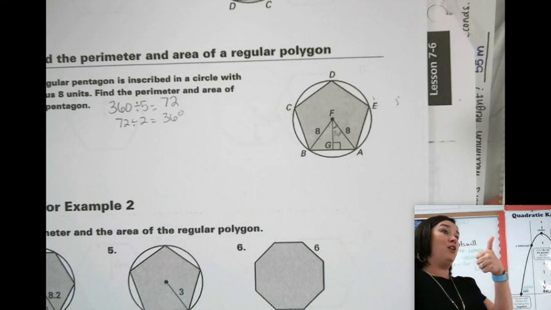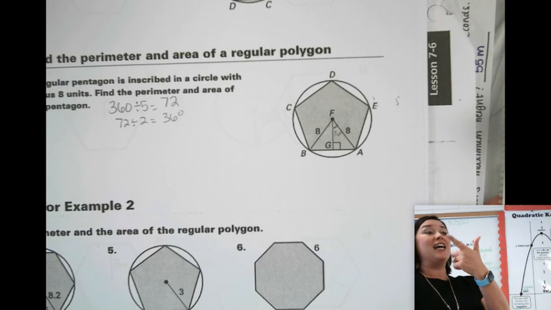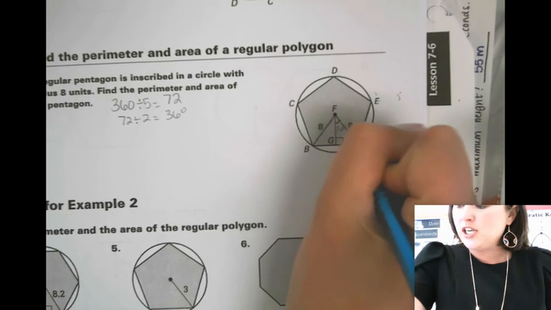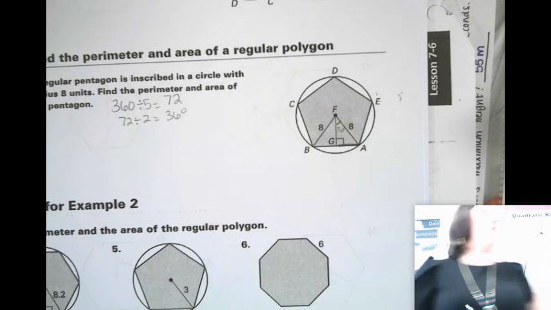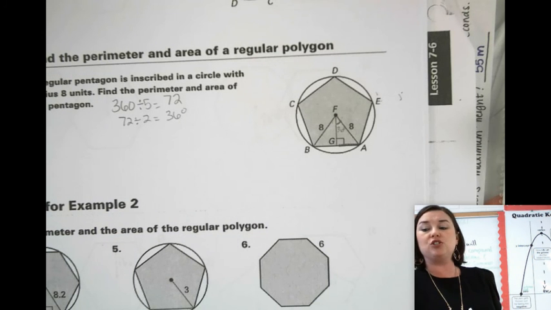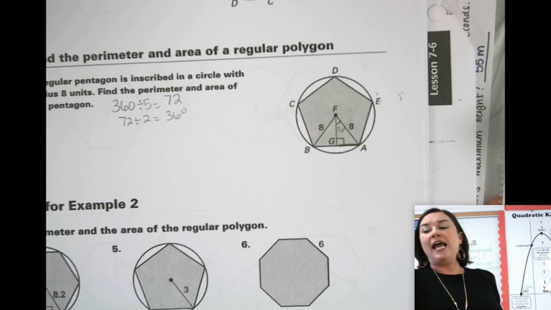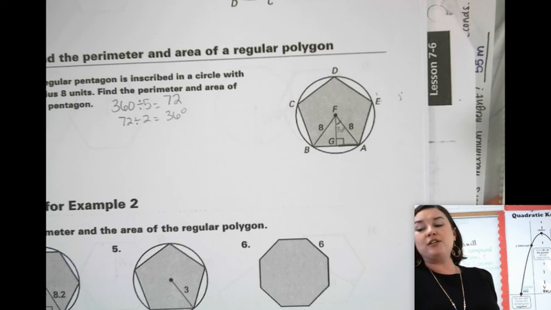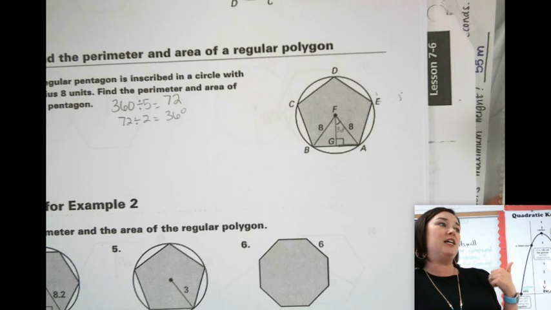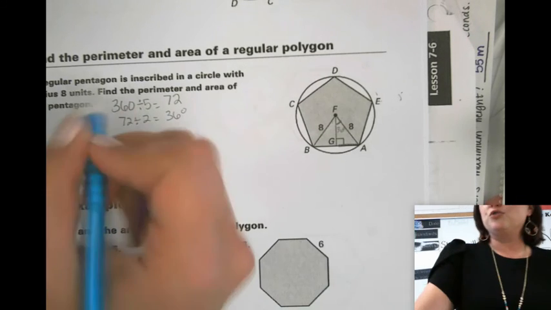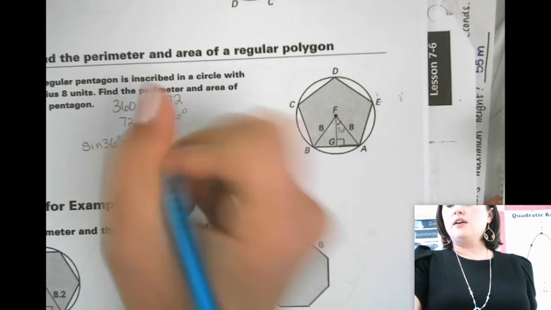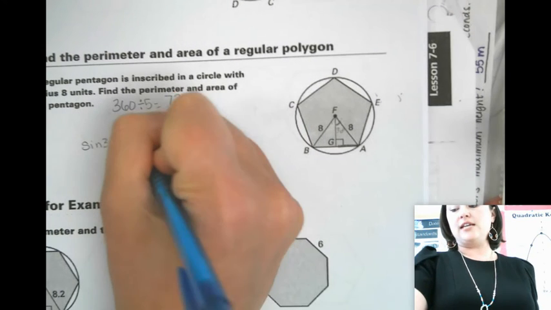Well, if I know an angle in a right triangle and one side length, I can find a side length using sine, cosine, or tangent, right? So I want to find GA. Is GA opposite, adjacent, or hypotenuse to the angle 36 degrees? Opposite. And 8 is given to us. Which one is that? Hypotenuse. So which trig ratio uses opposite and hypotenuse? Sine. So sine of 36 degrees equals x, what we're trying to find, over 8.